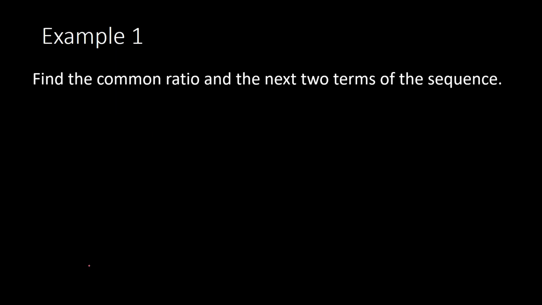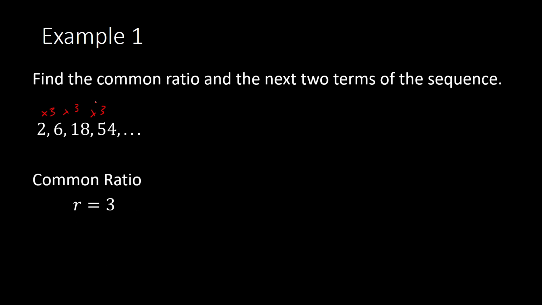Here's an example where you're told to find the common ratio and the next two terms of the sequence, given 2, 6, 18, 54, etc. Well, the pattern here is you're multiplying by 3 every time, and so the common ratio would be 3. And then the next two terms you find by continuing that pattern. So 54 times 3 would give me 162, and 162 times 3 would give me 486.